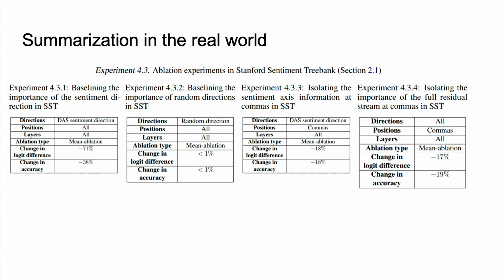And we found that doing that dropped the classification accuracy by 38%. But if we did that same thing, only ablating commas, seemingly something which shouldn't contain any sentiment information, it dropped the accuracy by 18%. So in accuracy terms, again, almost half of the effect was at these summary positions, just at punctuation.